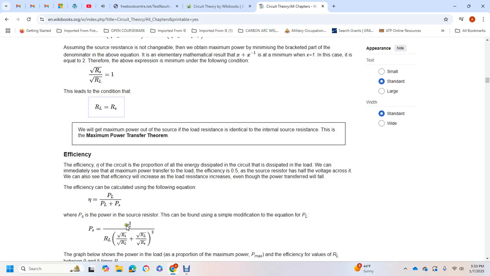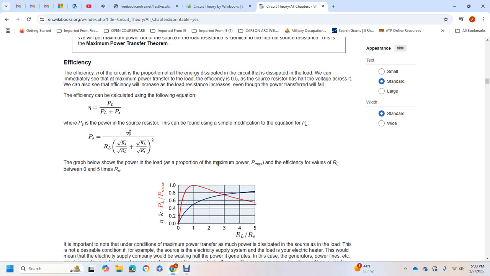The power of the load over the power of the source is equal to the source voltage squared over the load resistance times the square root of the source resistance over the square root of the load resistance, plus the square root of the load resistance over the source resistance, all squared. In the graph below, the power load is proportional to maximum power and maximum efficiency, with the load resistance varying between 0 and 5 times the source resistance.